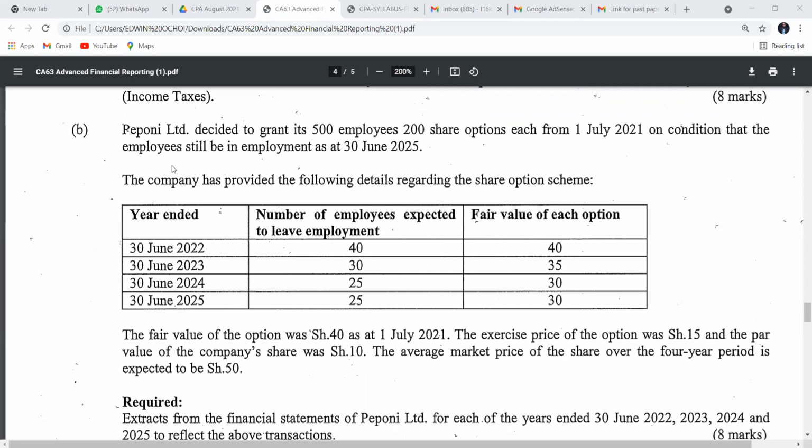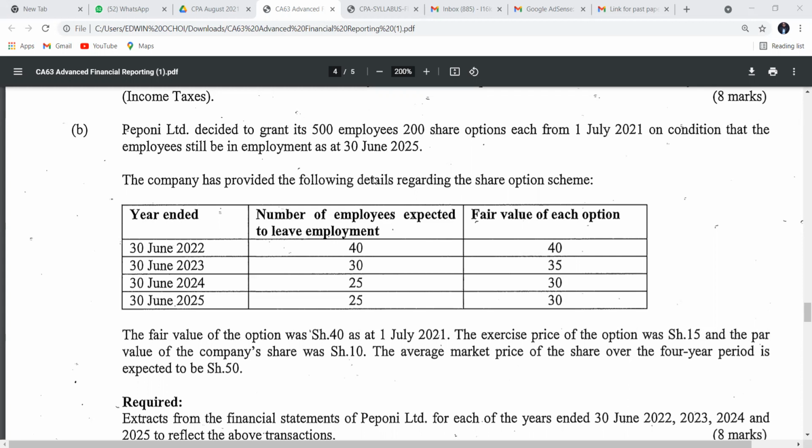Right now in this question, they were saying that Beponi Limited decided to grant its 500 employees 200 share options each from 1st January 2021, on condition that employees still be in employment as at 30th June 2025. Before I continue, remember that we have various terminologies under share-based payment transactions.